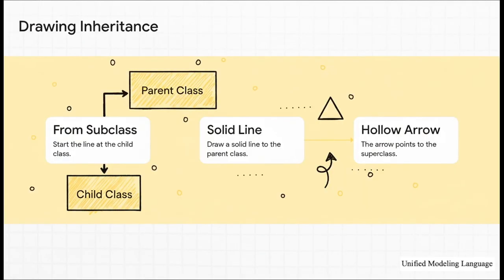And drawing this relationship is totally straightforward. You start at the child class, draw a solid line up to the parent class, and then you add a hollow arrowhead pointing to the parent. That arrow just shows that the child points to or gets its stuff from the parent.